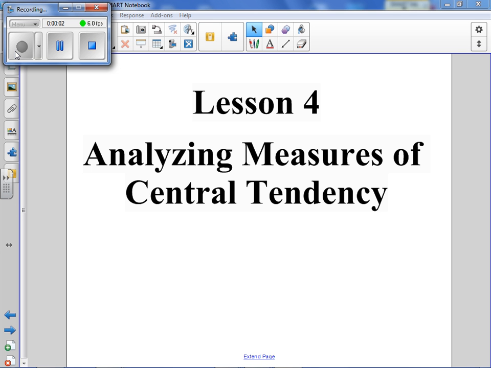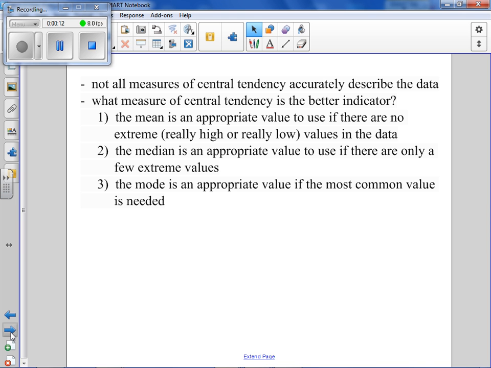All right, here is our last lesson in statistics, analyzing measures of central tendency. Again, that's mean, median, and mode. So not all measures of central tendency accurately describe the data. The question then becomes, what measure of central tendency is the better indicator?